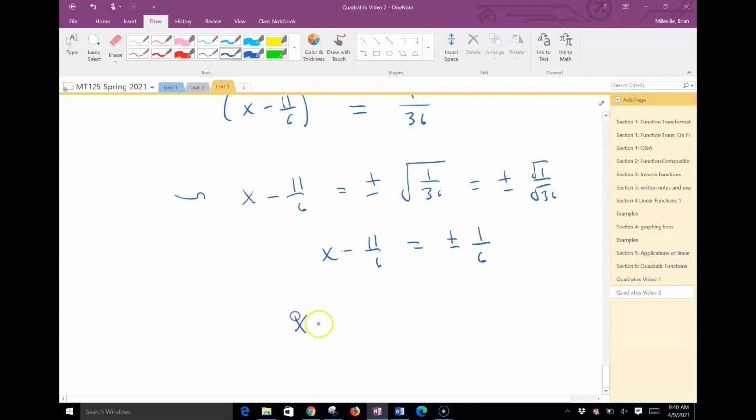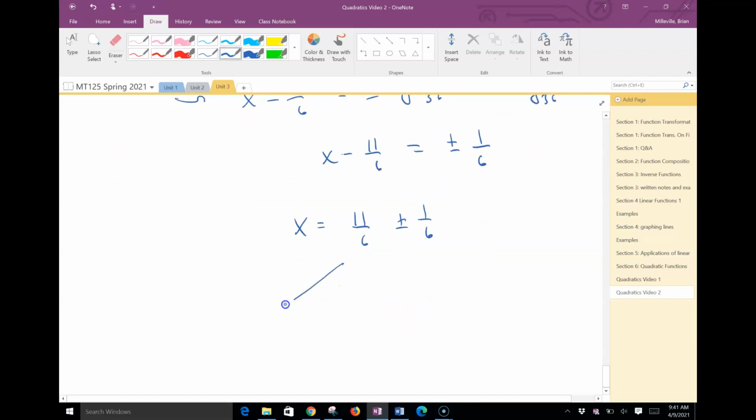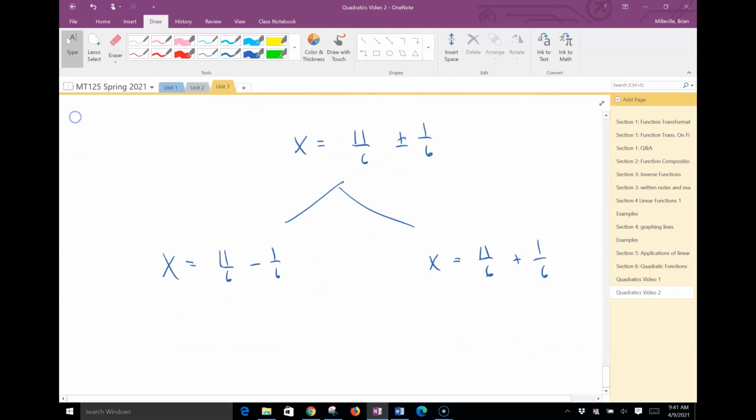Now adding 11/6 to both sides, I'm just going to do it for brevity for the video. Now what we need to do is just separate this out, one with the minus sign, one with the plus sign, so we get 11/6 minus 1/6, and separately 11/6 plus 1/6. All right, and what does that give us then? It gives me 10/6, which we could simplify by taking the common factor of 2 out of the top and the bottom, as 5/3. The other one, we get 12/6, which comes out to 2.